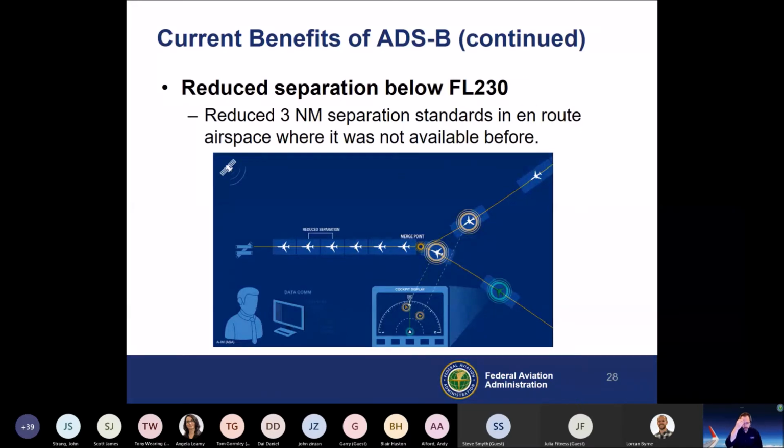We've got 21 Enroute centers. We're in the process of rolling this out to maybe not all of them, because maybe not all of them really have a need for it, but the majority of them will have it within the next year or two.